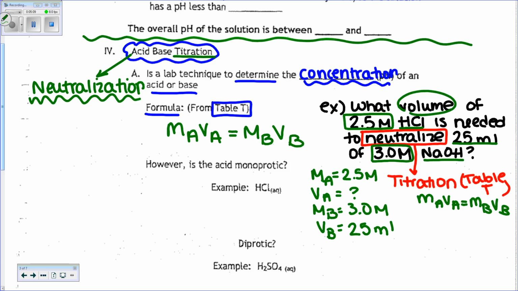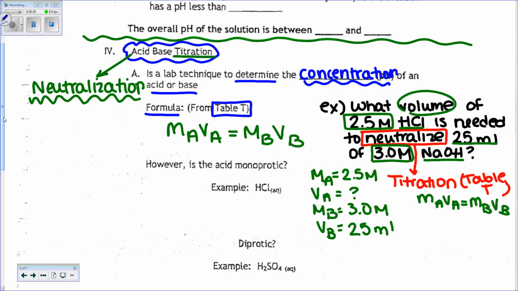It's okay if it's in milliliters. I don't have to change that to liters, as long as I realize that my other volume will also be in milliliters. So it does not matter milliliters or liters in this equation as long as that is consistent. Your volume of acid and your volume of base have to be in the same unit.